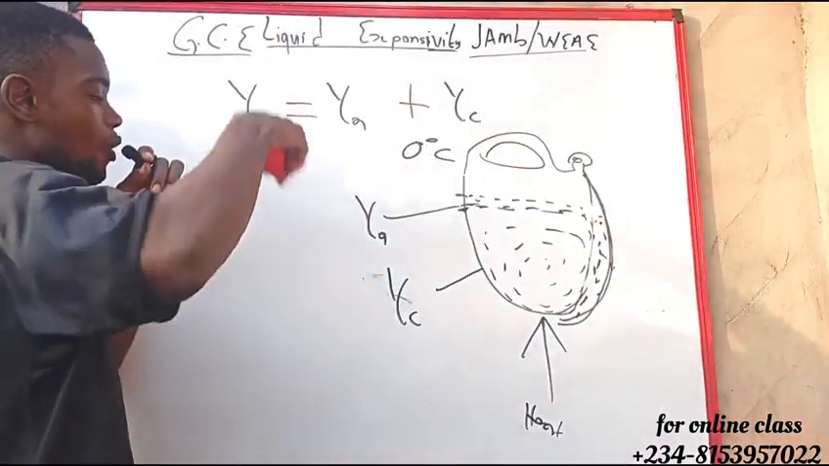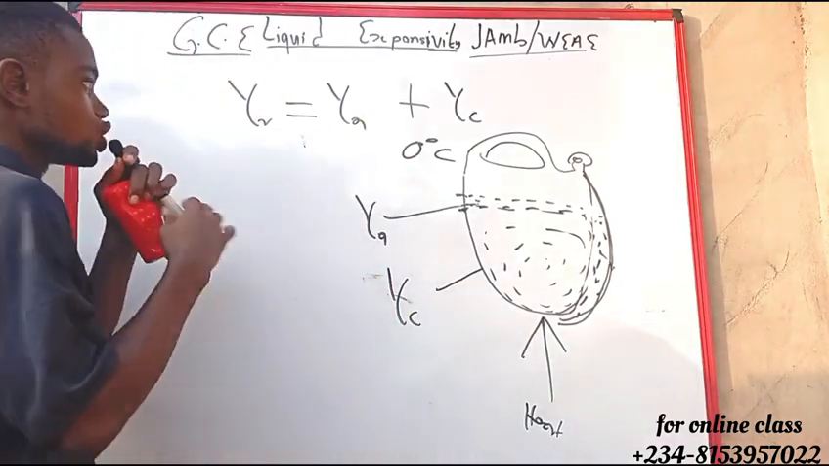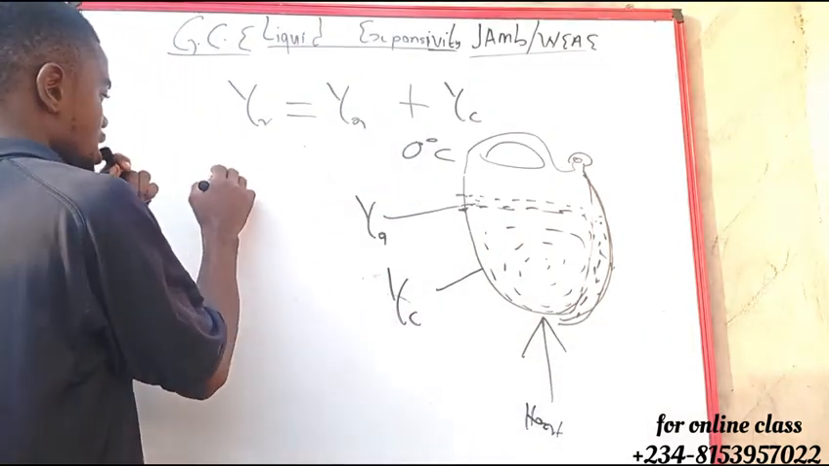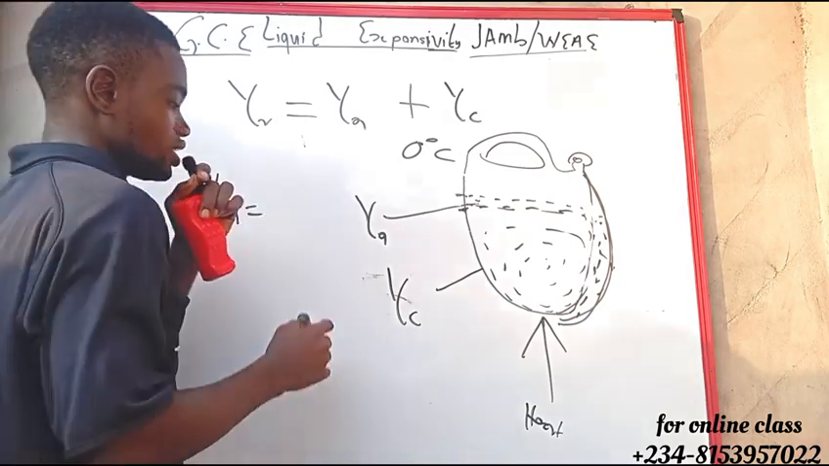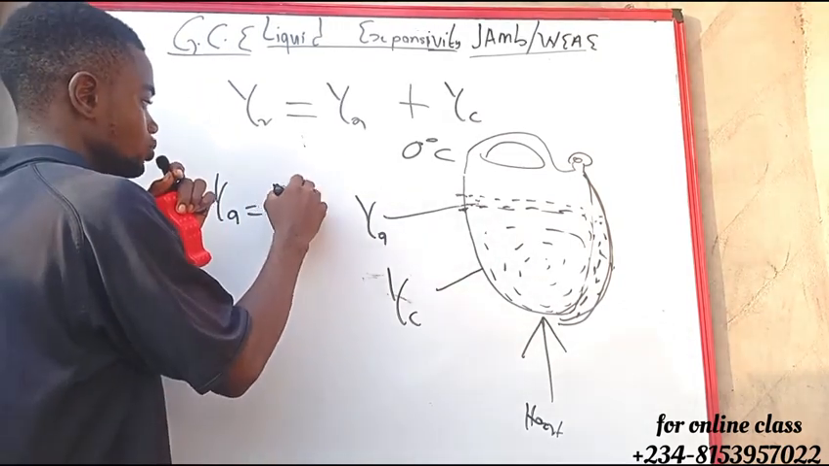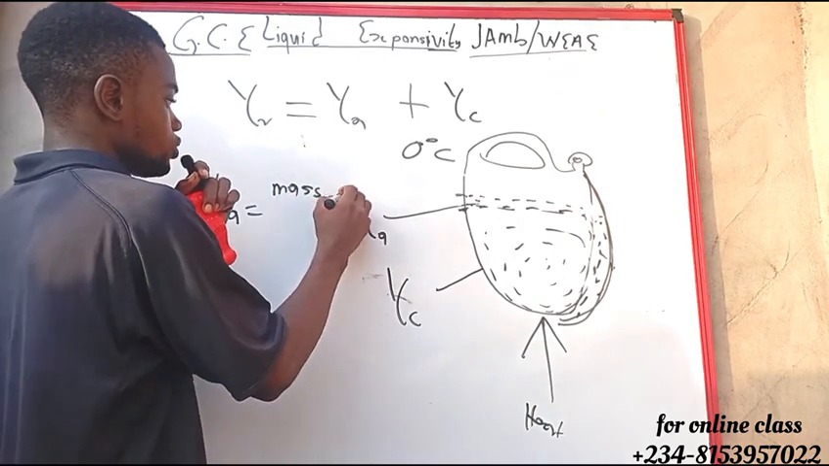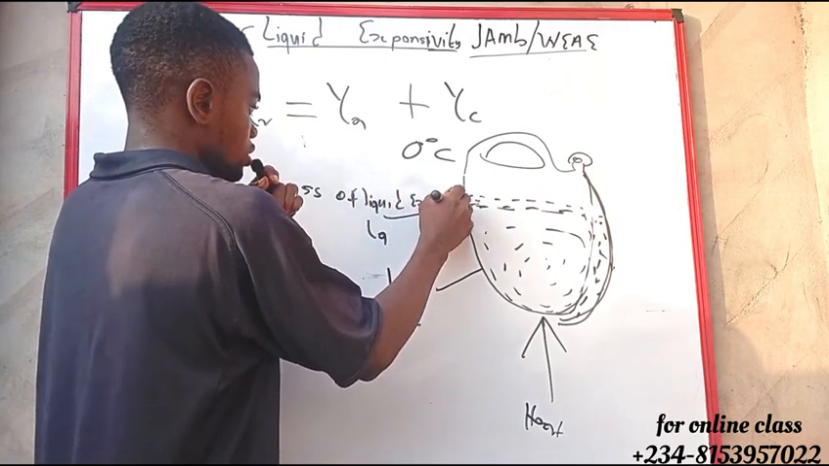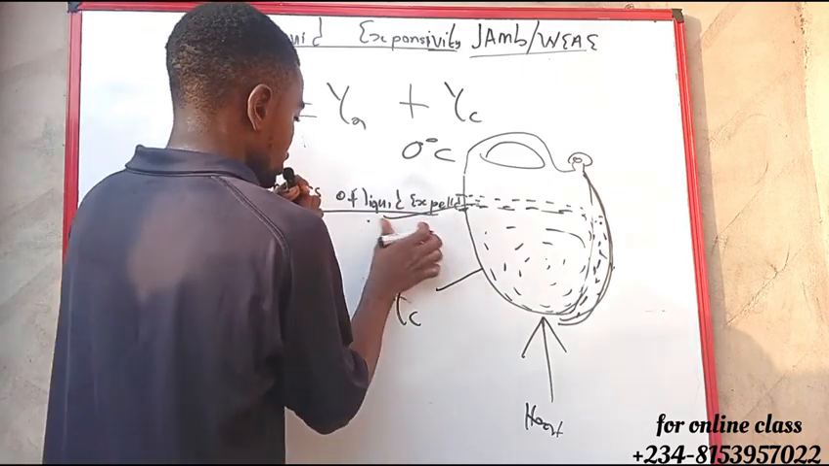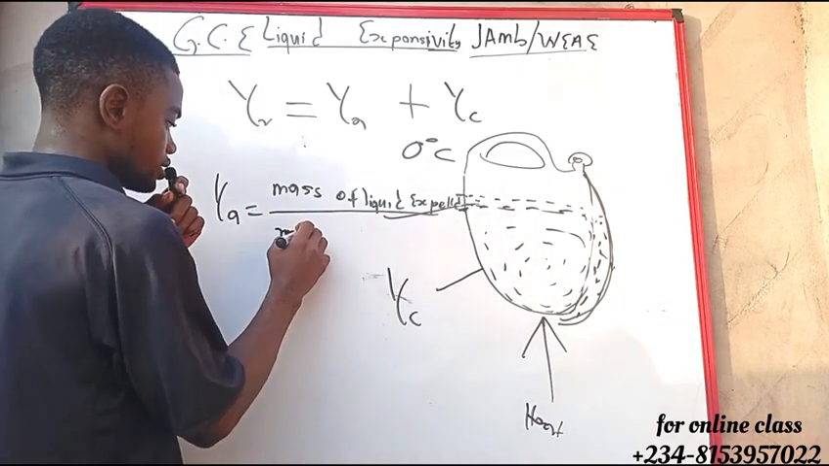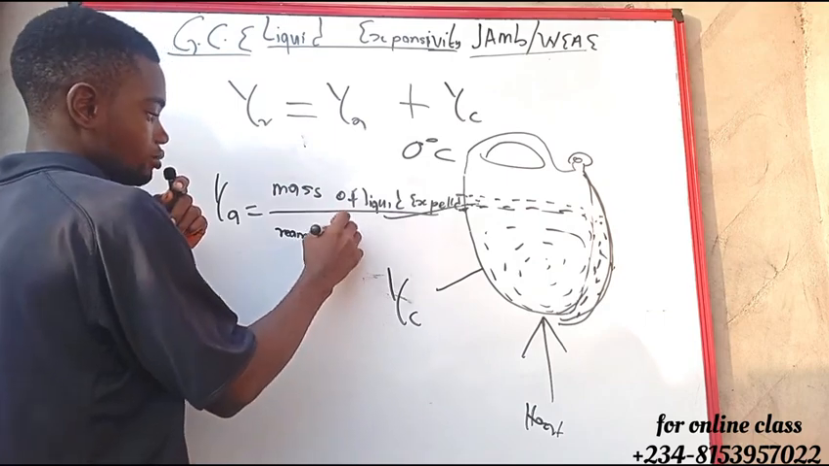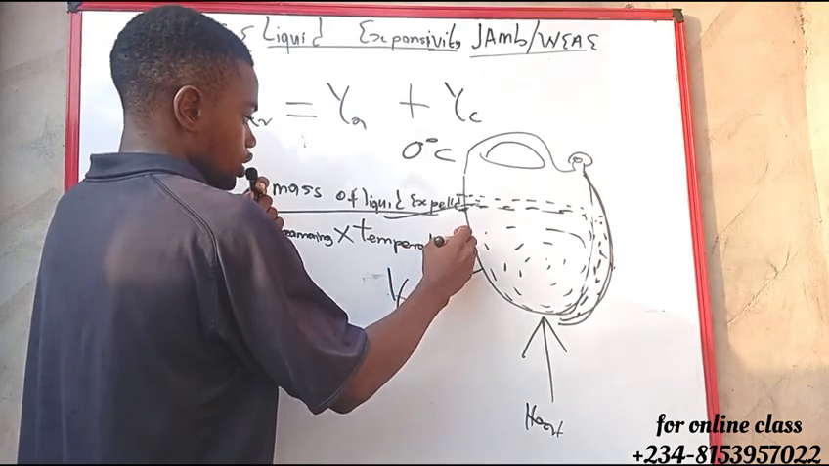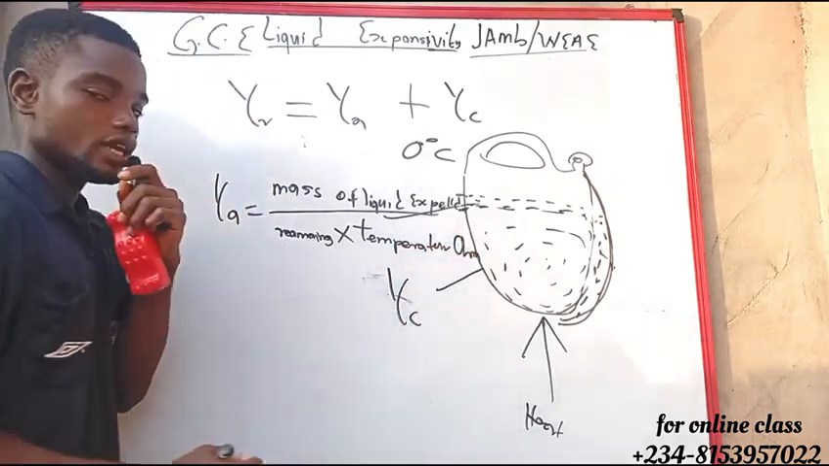This is now the formula. However, in solving questions, you should know that the apparent cubic expansivity is equal to the mass of the liquid expelled over the remaining mass times the temperature change, or increase in temperature.